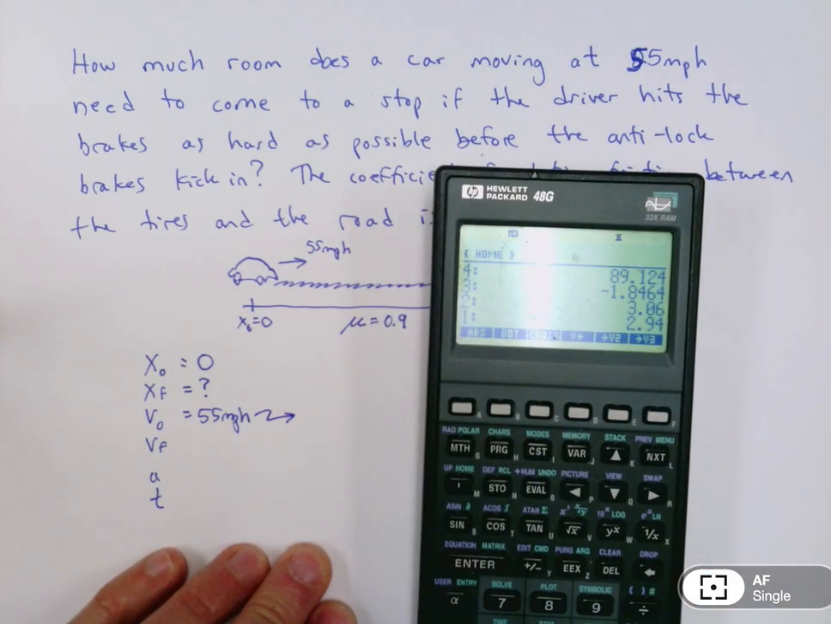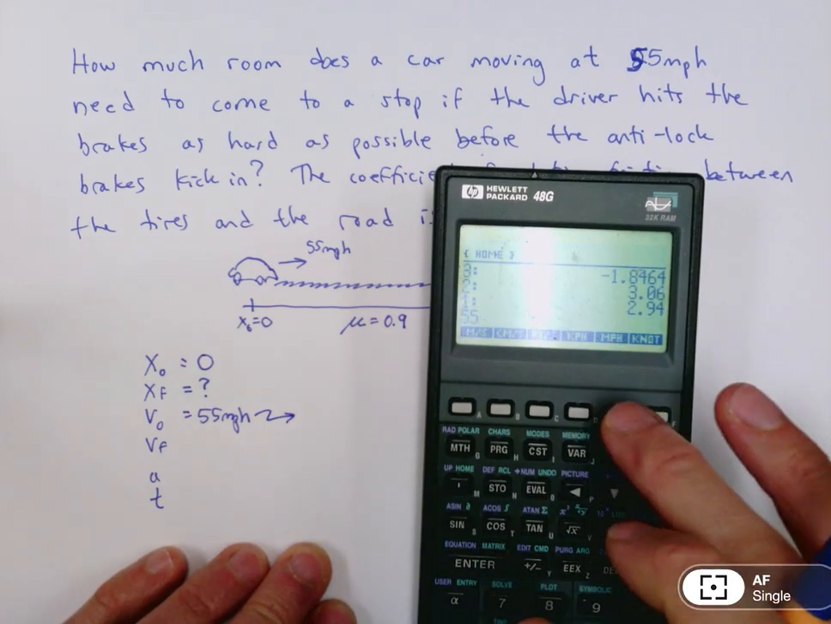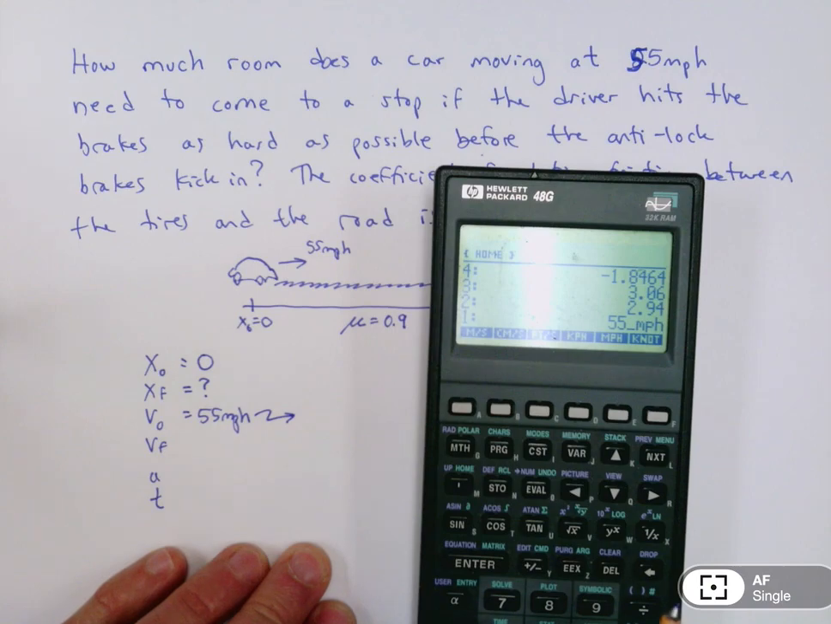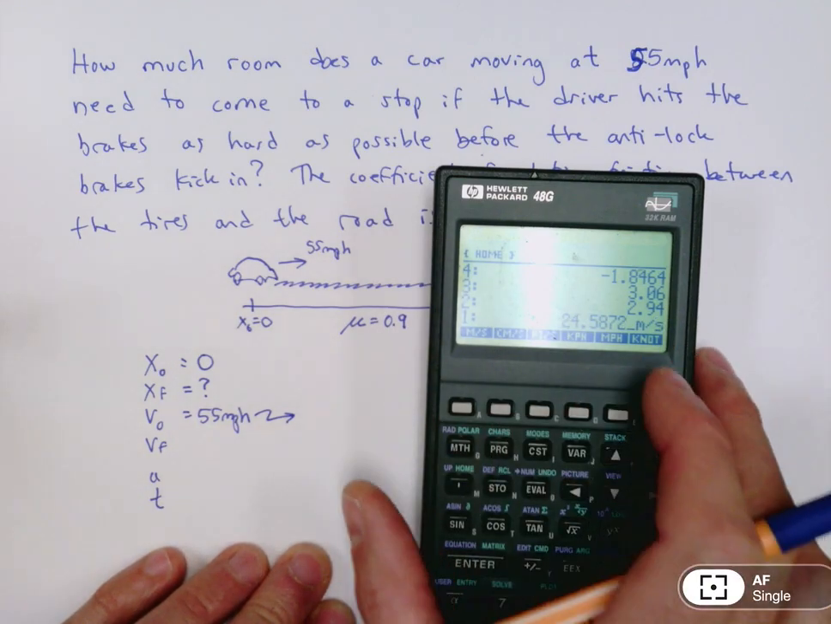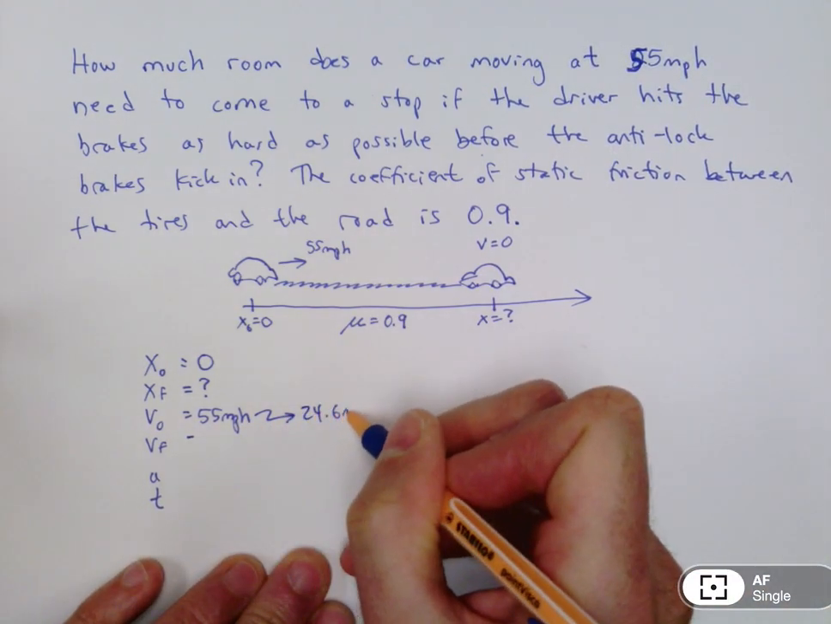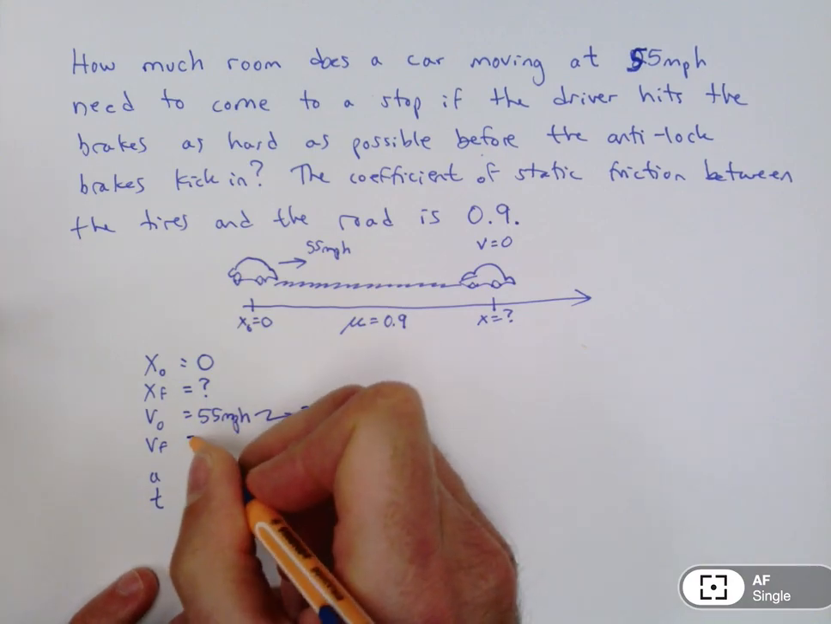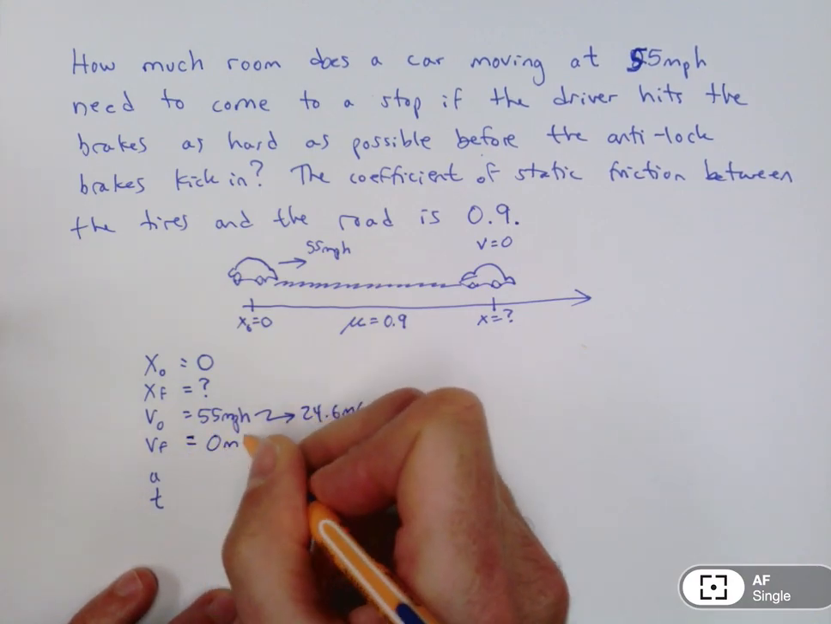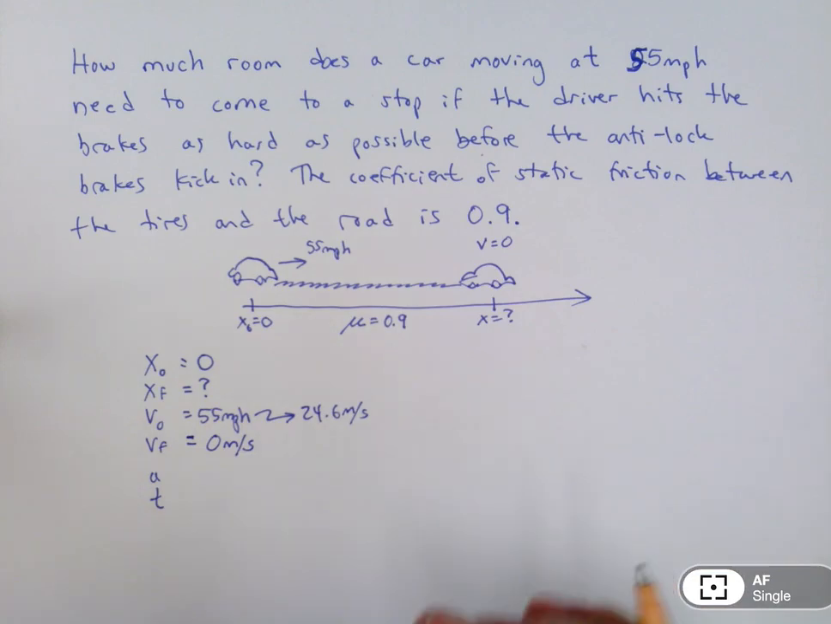Sometimes Google works nicely. I can actually do this on my calculator. I can type in 55 miles per hour and just convert that to meters per second. It's 24.6, let's say, meters per second. So this is 24.6 meters per second. And it is coming to a stop, so the final velocity is 0. And those are the only things that we know for the motion data table.